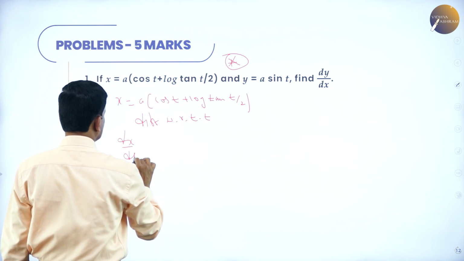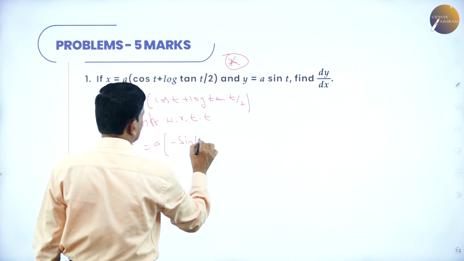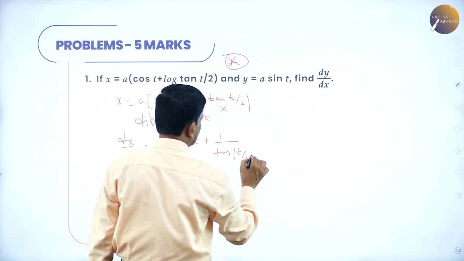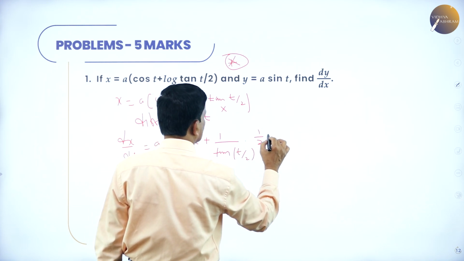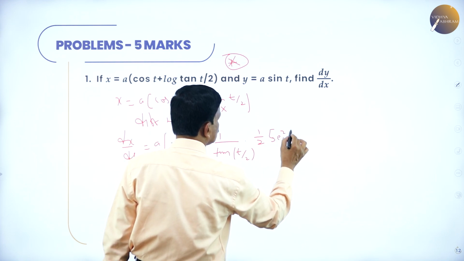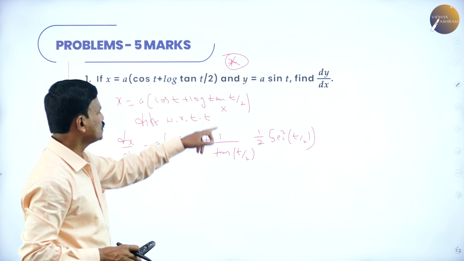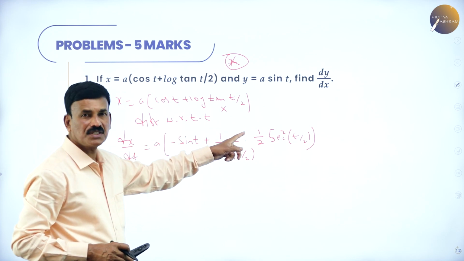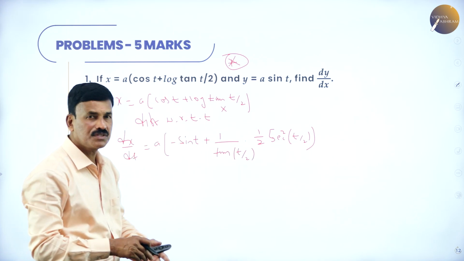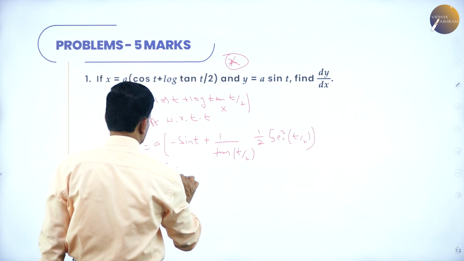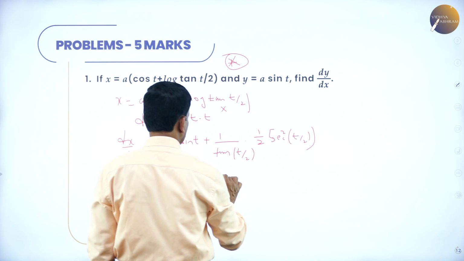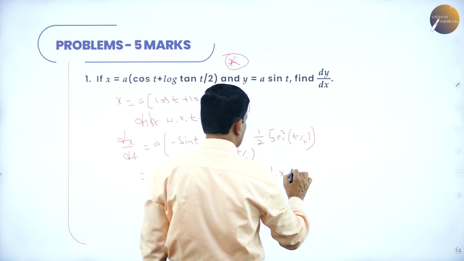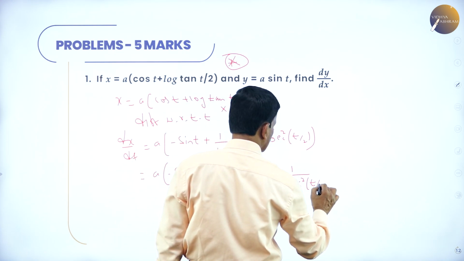What we will get? Dx by dt is equal to a into (differentiation of cos t, which is minus sin t, plus, let us assume this as log x, differentiation of log x is 1 over x), so 1 over tan t by 2 into d by dt of tan t by 2. Differentiation of tan is secant square t by 2 into differentiation of t by 2, which is 1 by 2. So, a into (minus sin t plus 1 by tan, which can be written as cot t by 2, into 1 by 2 into secant square, which can also be written as 1 over cos square t by 2).